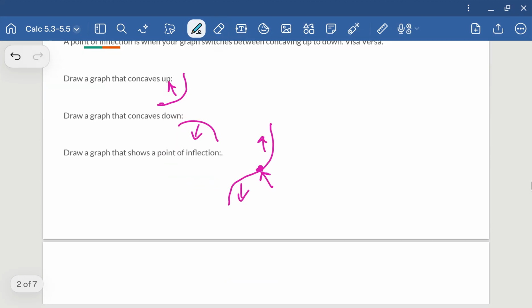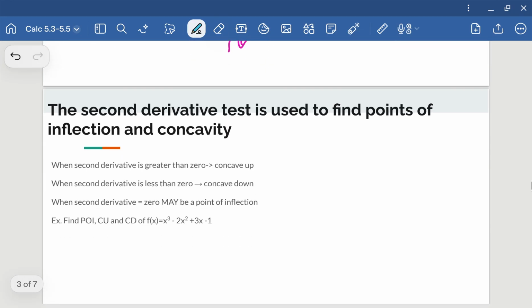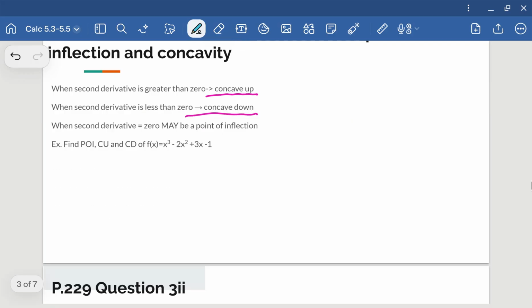When we're looking at concave up and down, the second derivative test will help us find it. So if you take your second derivative and look at your zeros and look at those areas, if you're bigger than 0, you concave up. If you're less than 0, you're going to concave down. And if you equal 0, you might be a point of inflection, but you might not be. So we have to actually draw it out and test it. So let's look at our first example here.